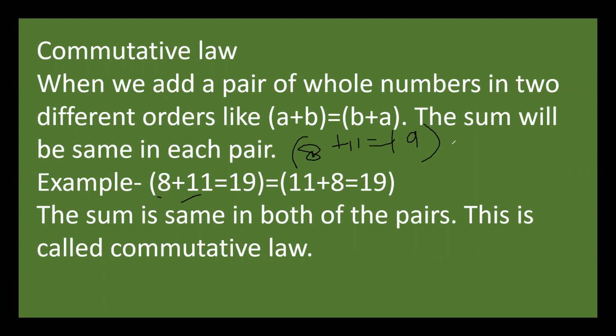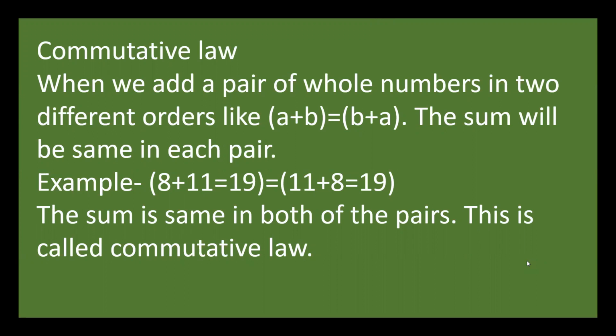And in the other case, just reverse the numbers. Just change the position of these two numbers. Just do 11 plus 8. It was 8 plus 11, but now make it 11 plus 8 and the answer will be 19 only. So the answer will be the same in both of the pairs. In both ways the answer is the same. So this is known as the commutative law. So it is not that difficult.